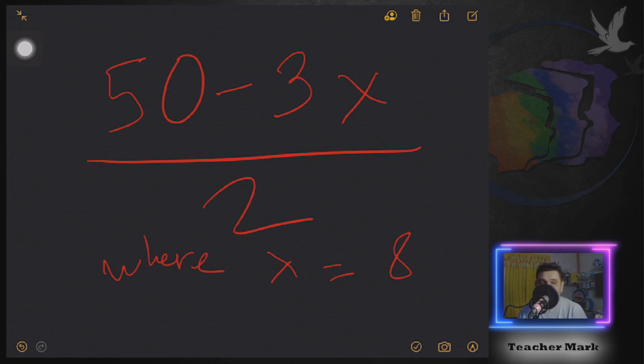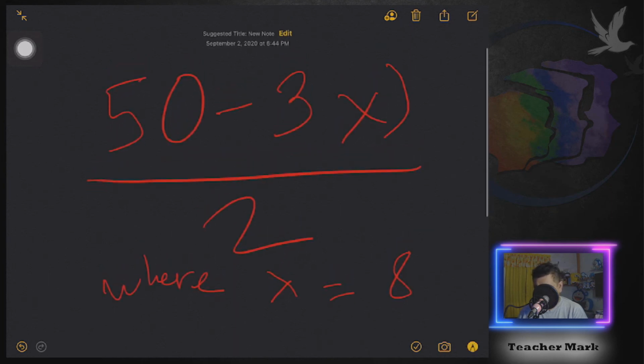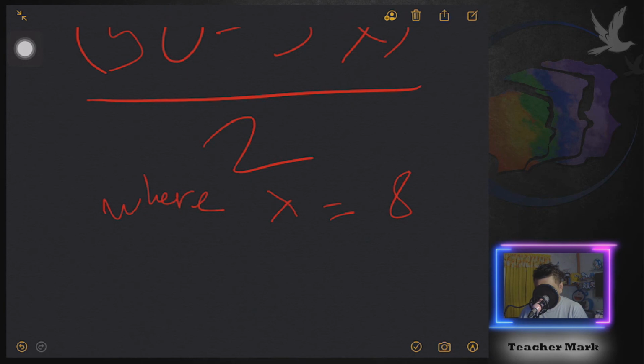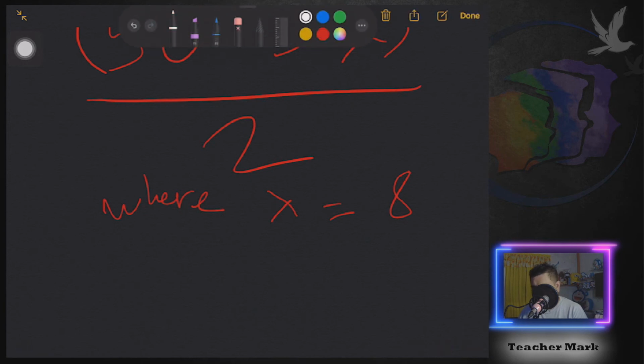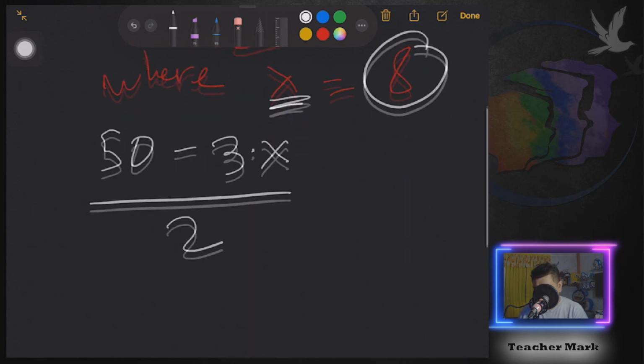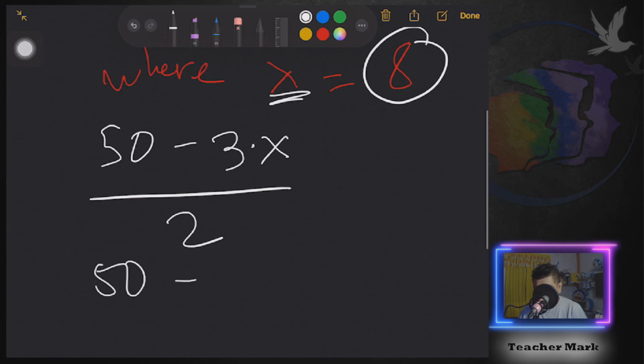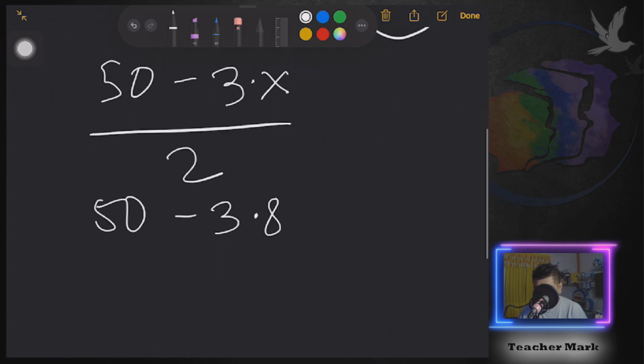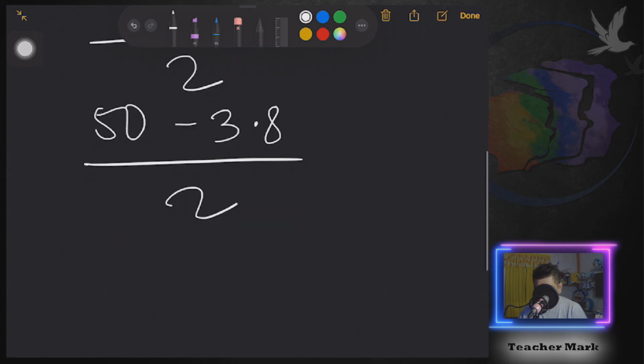Okay? But since it is in like a fraction form, you have to prioritize this first. Okay? That's the rule. So 50 minus 3x is actually 50 minus 3 times x over 2. All we have to do now is substitute the value of x, which is 8. So that gives us 50 minus 3 times 8 over 2.